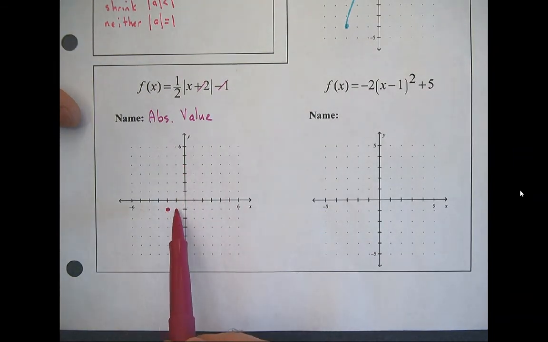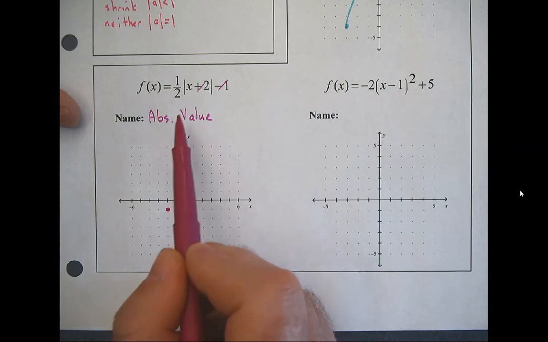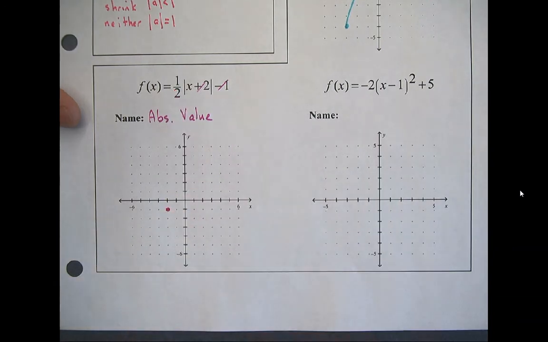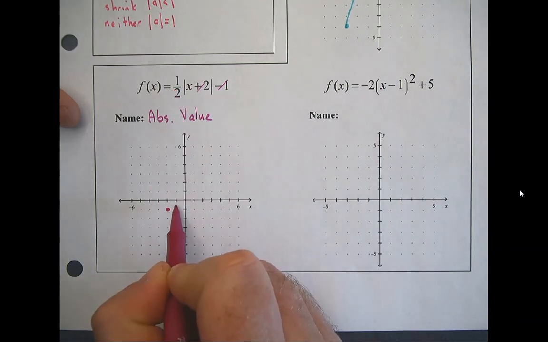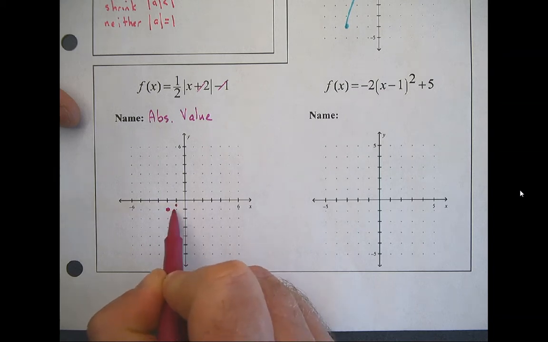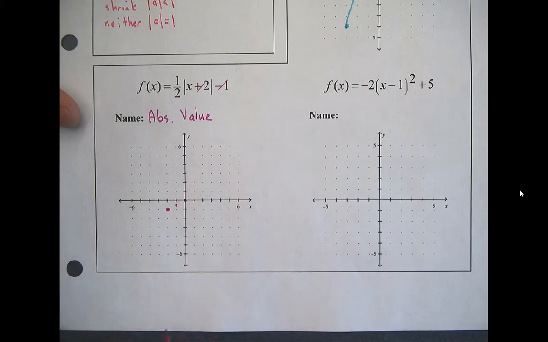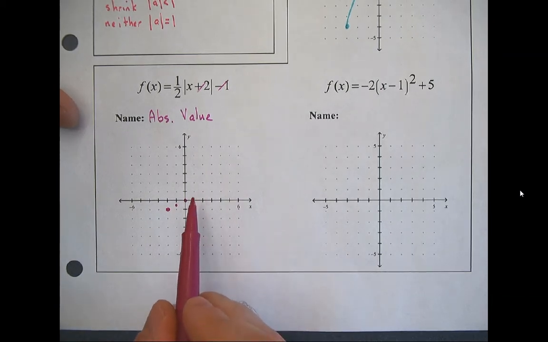So when I go over 1, the absolute value of 1 is normally supposed to go up a height of 1. But we've got a multiplier of a half. That's going to take every height and make it half as tall. So when I go over 1, I'm only going to go up a half. When I go over 2, normally I go up 2, but I'm going to cut that in half and go up 1.